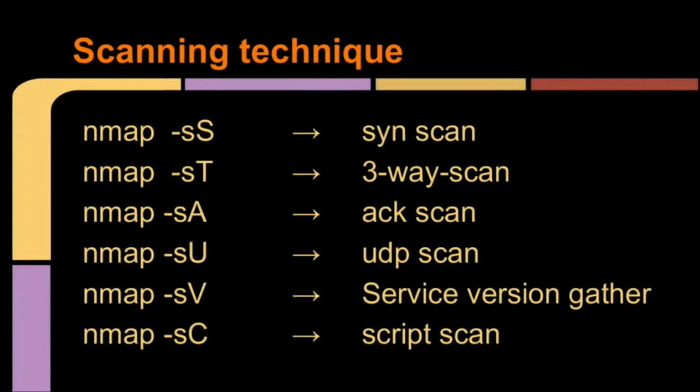SYN scan. In this case, nmap just sends a SYN packet and checks if that packet gets acknowledged, then nmap declares it's done. Nmap -sT performs a three-way handshake, which I explained last time. So nmap -sT stands for three-way handshake scan. Nmap -sA stands for acknowledgement scan. In this case, nmap sends the acknowledgement packet only.